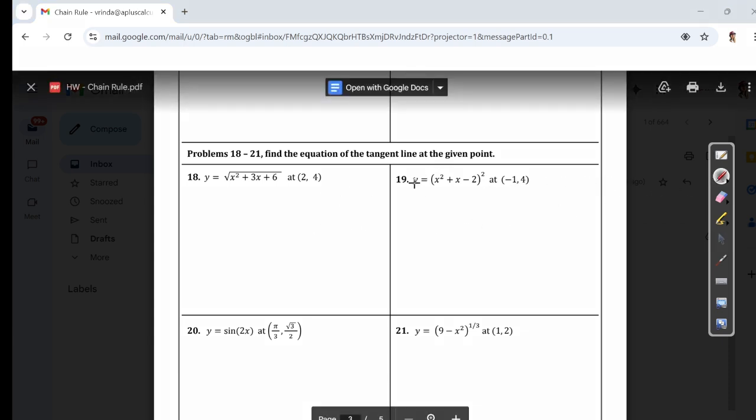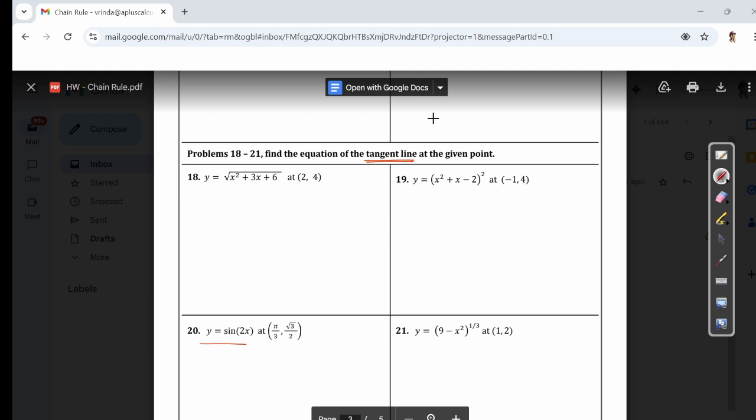So Anika, whenever you have to find out the equation of the tangent line at the given point, for example, you tell me which question looks like the most difficult one, 18, 19, 20, 21, the one that you feel you would find trouble finding out the derivative. 20. Okay, so here this is the function.